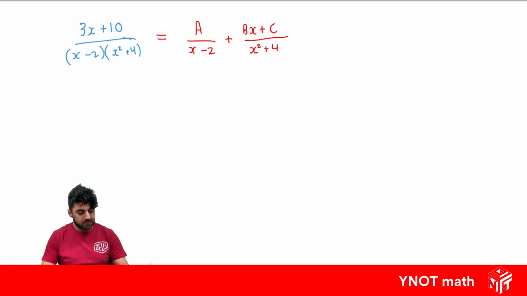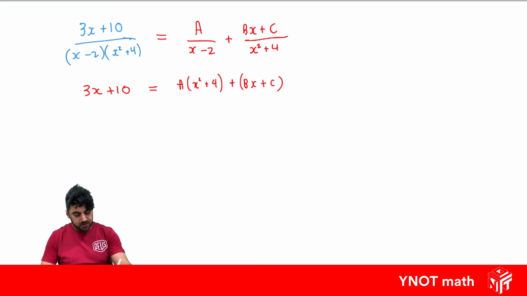So timesing everything by our denominator will just leave us with our numerator on the left. And we'll have a times x squared plus 4 plus bx plus c, all being multiplied by x minus 2.